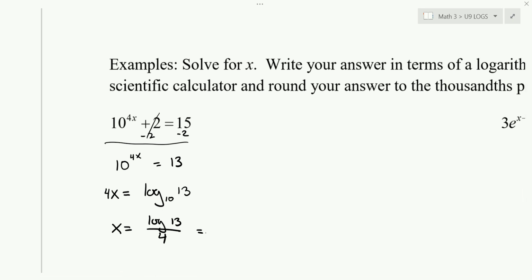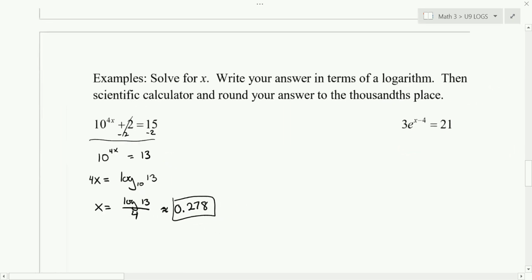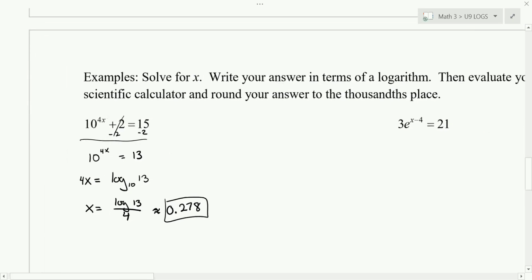Okay? We're approximating to the thousands place. And you should get approximately 0.278. Okay. So it's a little less work if you're working with a base that your calculator already has.